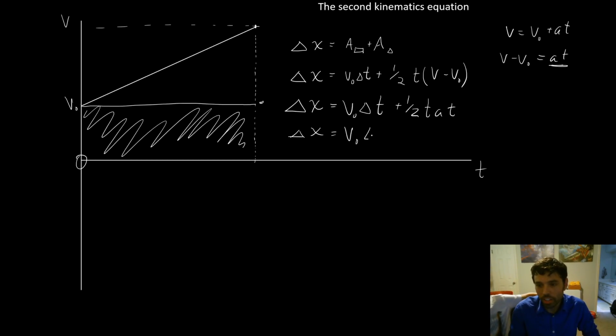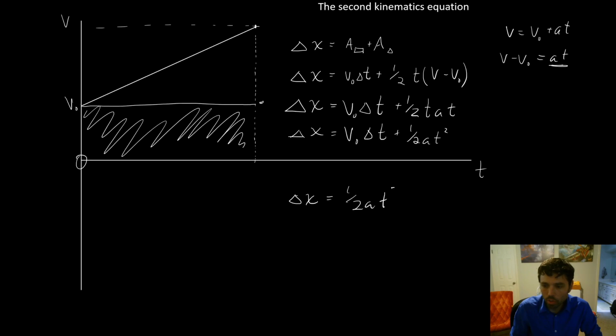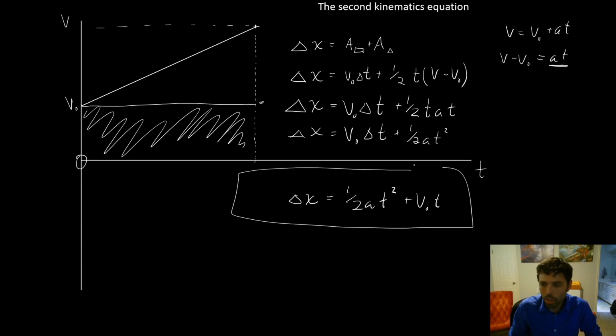V naught delta T plus 1/2 A T squared. And now you see it's starting to look really familiar. So all I have to do here is move these around, right? Again, they're being added, so it doesn't matter what order I add them in. Delta X equals 1/2 AT squared plus V naught T, and that is the equation you have on your formula chart. That's the same one.